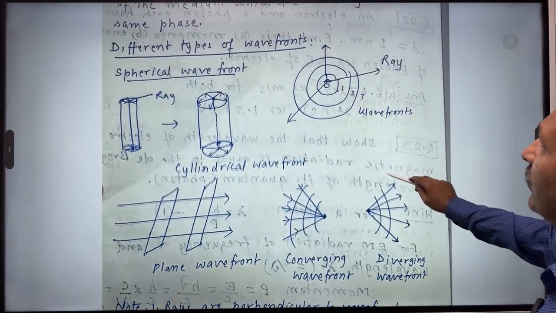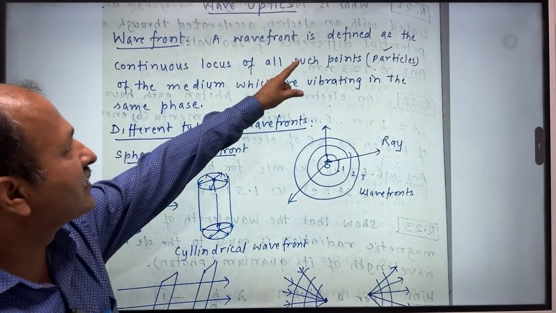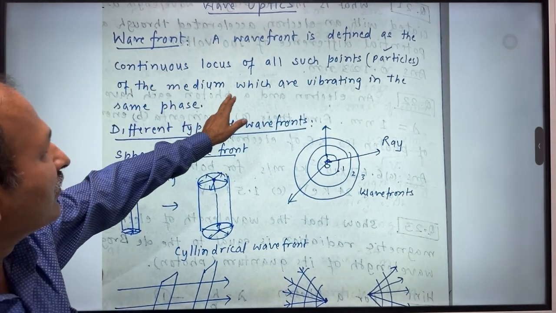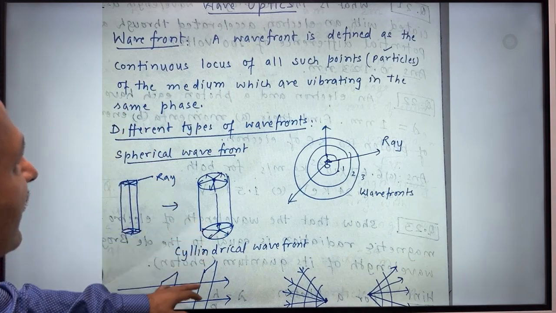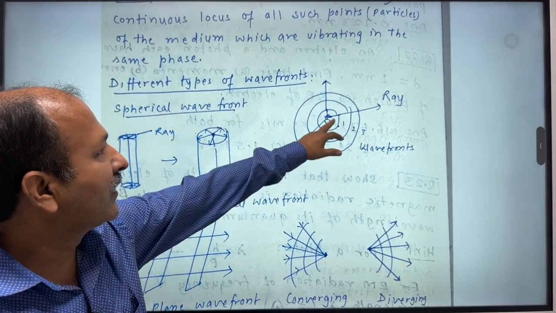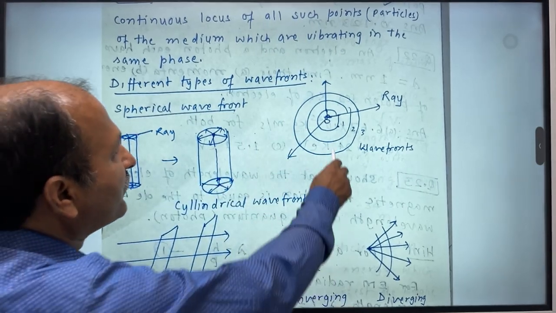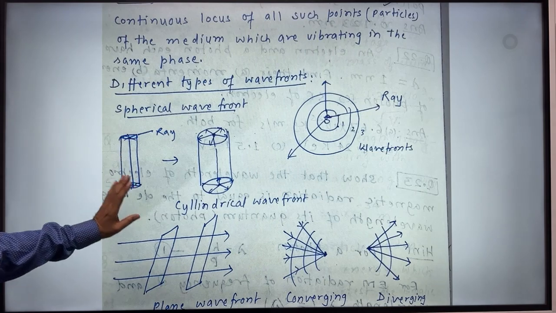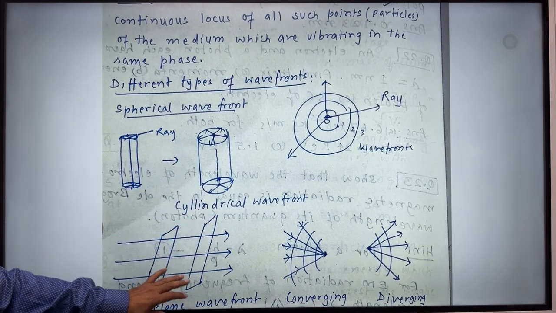So what have you observed here? First you have seen the definition that a wavefront is defined as the continuous locus of all such points of the medium which are vibrating in the same phase. So they must vibrate in the same phase. And then we have seen different types of wavefronts, like this is a spherical wavefront. Here there is a point source and rays are coming in all directions. And then we have located the locus and hence we have got the circles. Here we have considered an extended source. So the wavefront will be of cylindrical type.